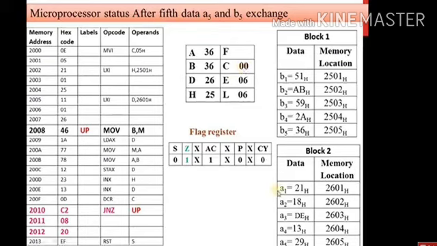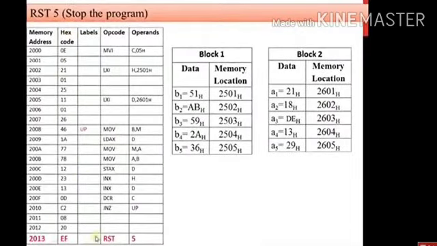At the same time there is a flag register also. The flag register will be affected in such a way. You can observe. Okay. Clear, students? RST 1, RST 5 also we can use.